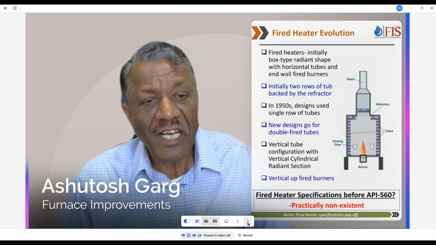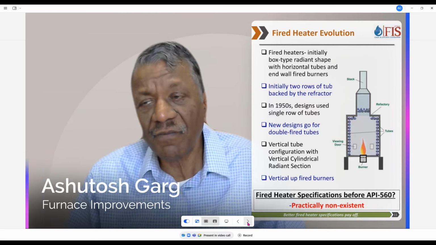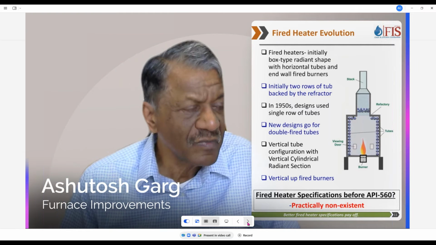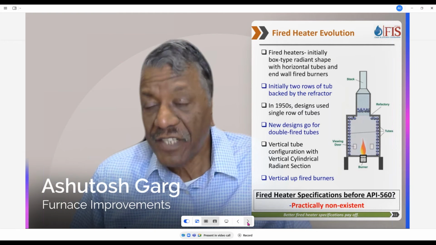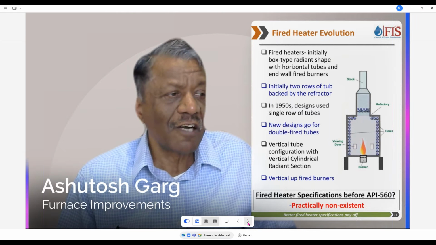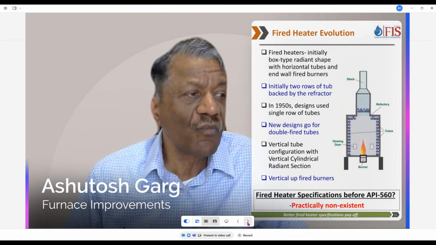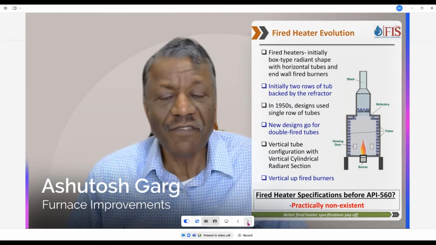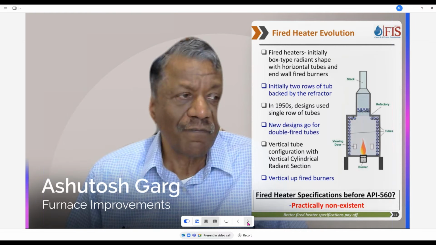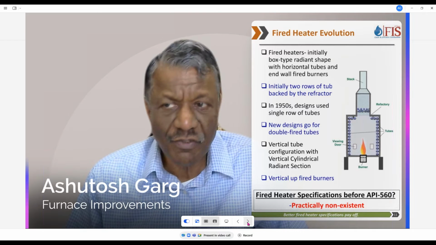And today we have double fired tubes. That means a single row of tubes fired from both sides. We call them double fired heaters. Vertical tubes is a recent development. When I say recent, I'm talking of another 50, 60 years now. And vertical cylindrical heaters have become almost like a de facto design configuration, and bottom firing has become almost universal actually.